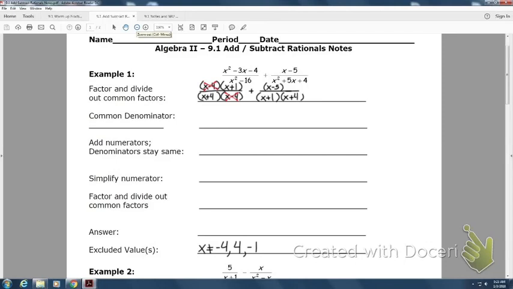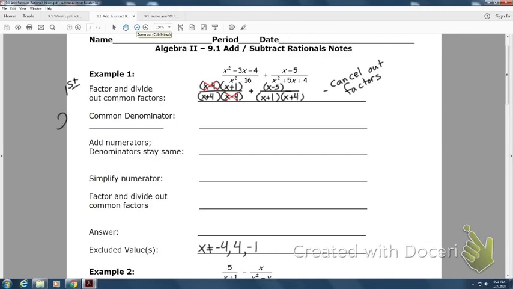So now let's go ahead and write that out on the side, put cancel out factors, because I think most people, whenever you read your notes, will know what that means more so than divide out common factors. So that is the first step, factor and cancel out.